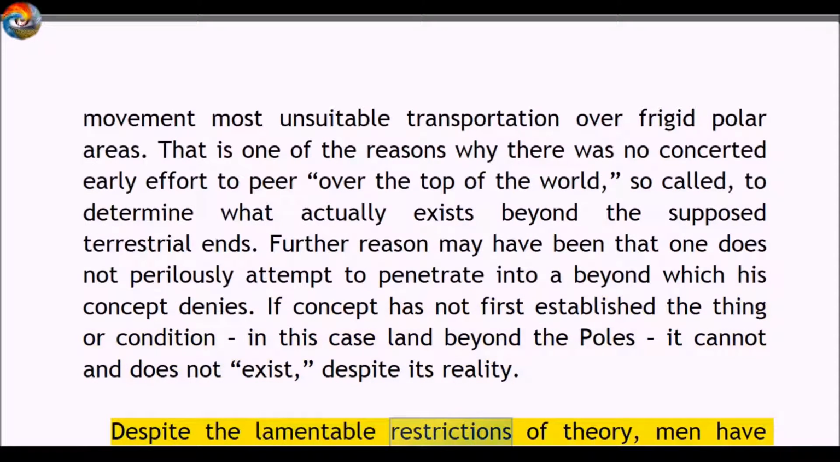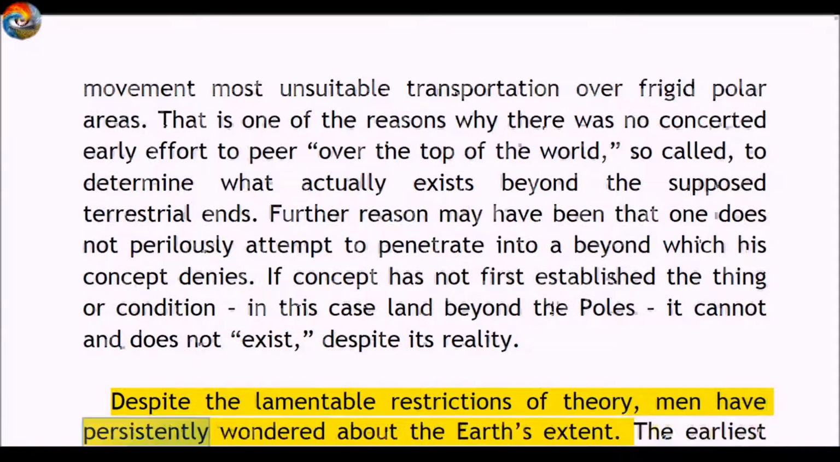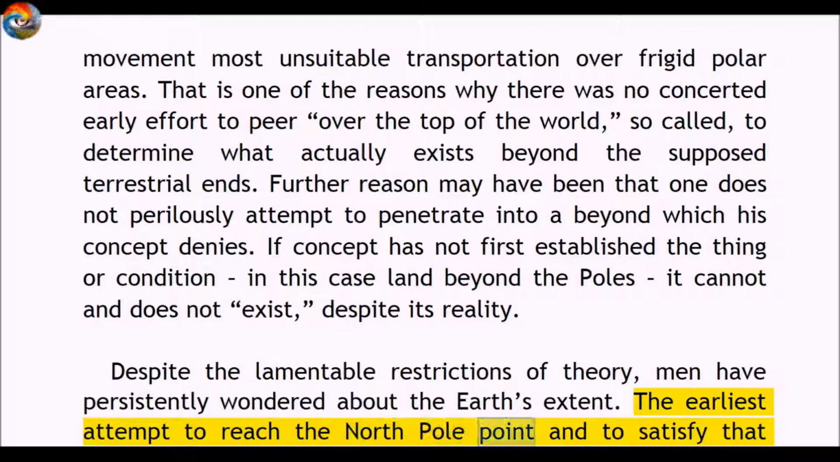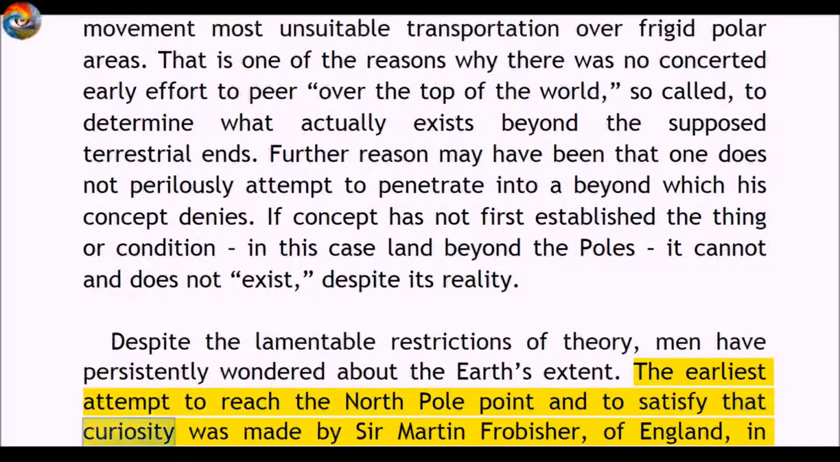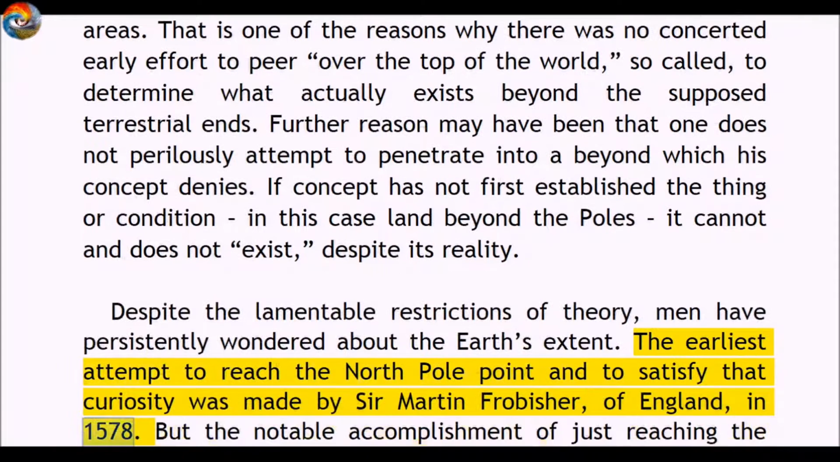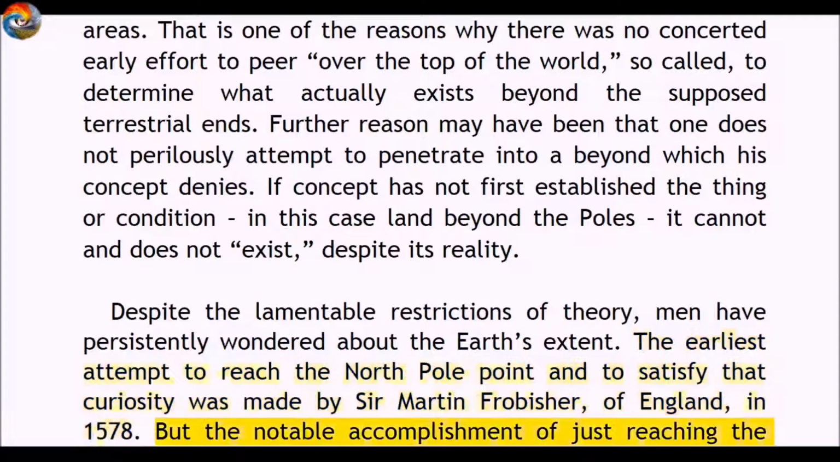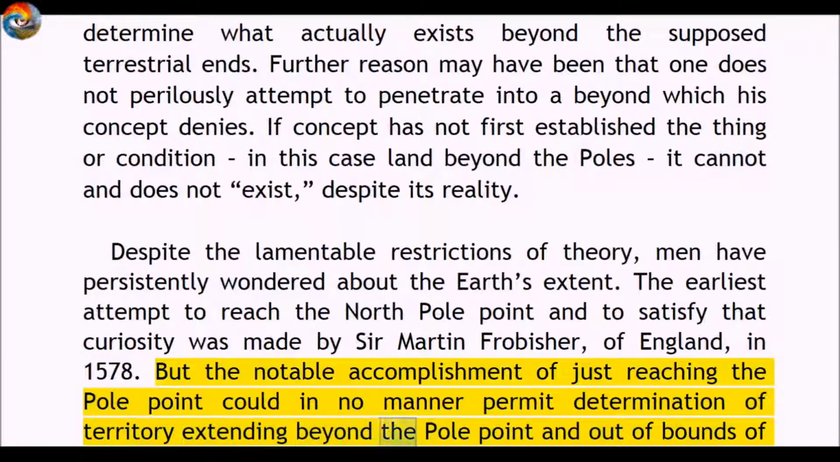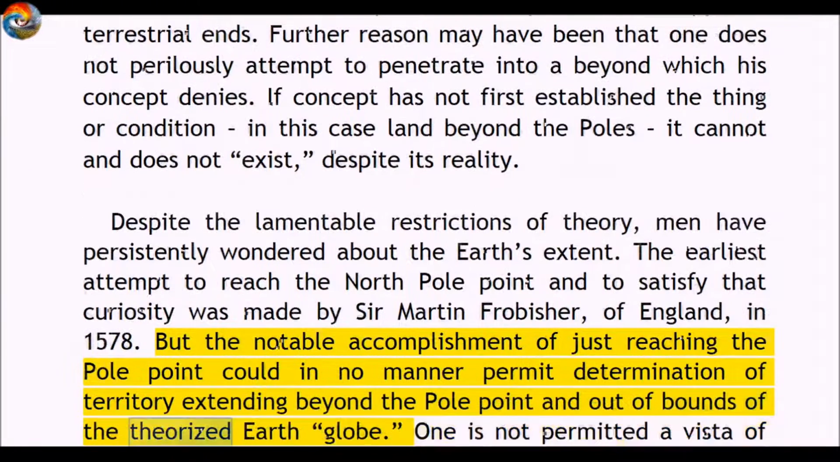Despite the lamentable restrictions of theory, men have persistently wondered about the Earth's extent. The earliest attempt to reach the North Pole point and to satisfy that curiosity was made by Sir Martin Frobisher, of England, in 1578. But the notable accomplishment of just reaching the pole point could in no manner permit determination of territory extending beyond the pole point and out of bounds of the theorized Earth globe.